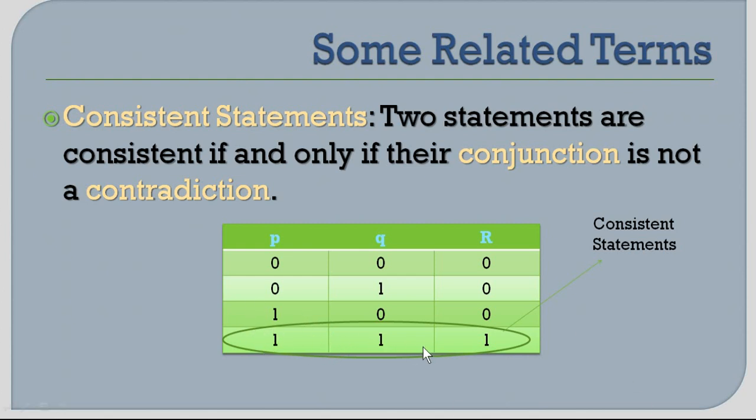So this is what it says: if the conjunction is not a contradiction, that is, the result is not all 0. In this truth table you can see only one row is not 0, and the remaining are all 0. So it is not a contradiction. If you use the AND operator on two statements, normally you will get only the last row as 1. So this you call a consistent statement. If the antecedent and consequent are joined using the conjunction operator, and it is not a contradiction, then you call it a consistent statement. I hope you understood now.